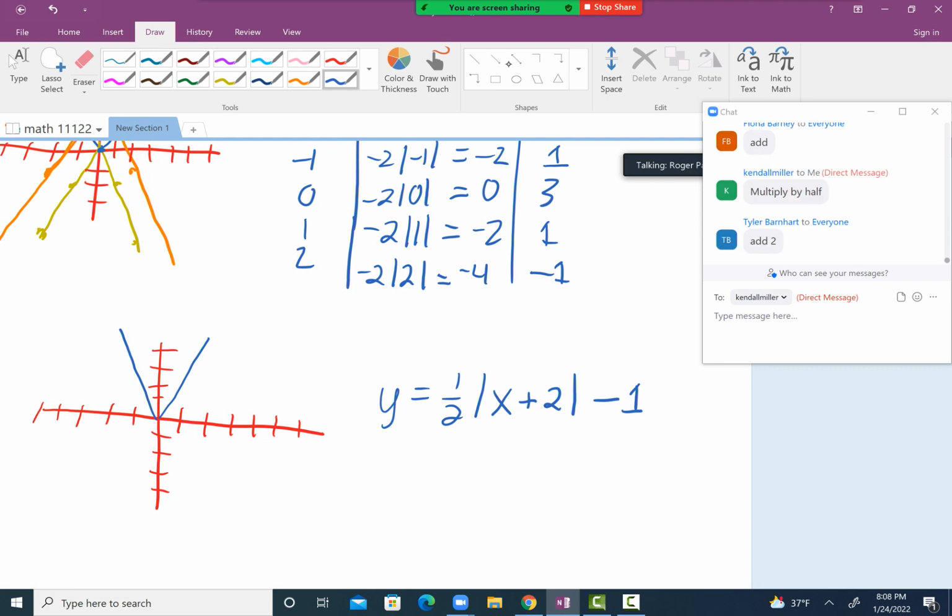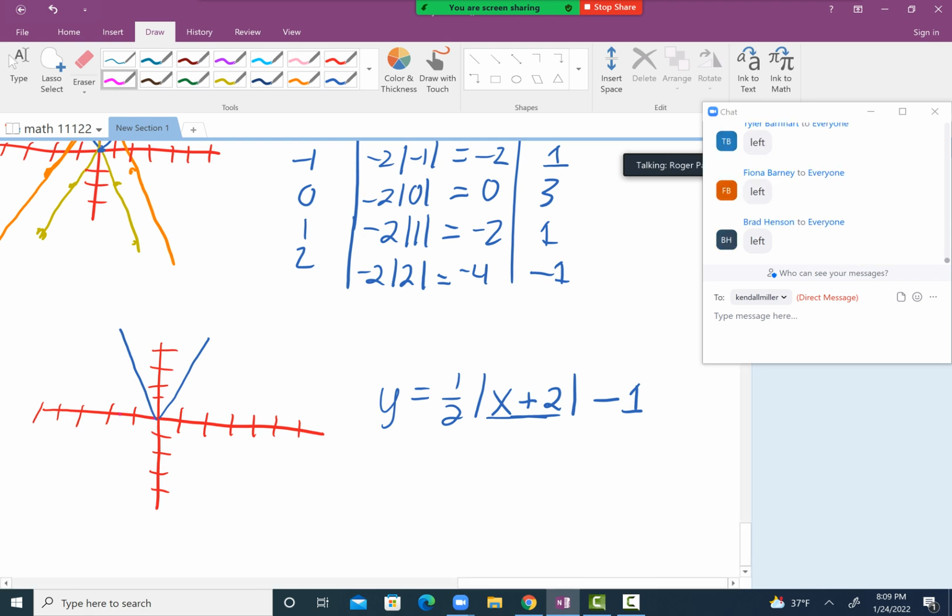Add 2. Okay, good. If I say x is 1, then I'm going to do what's inside here first. So I'm going to add 2. So that means that I'm going to take this blue absolute value function and I'm going to move it 2 units. Now, here's the question though. Which way am I going to move it? Left or right? Good job. We're moving it left, because it's a plus 2.